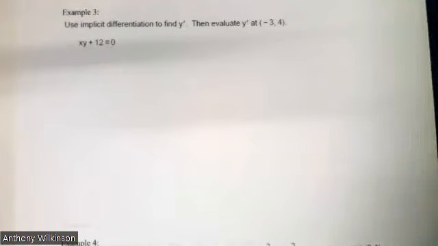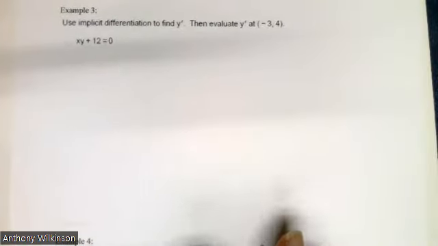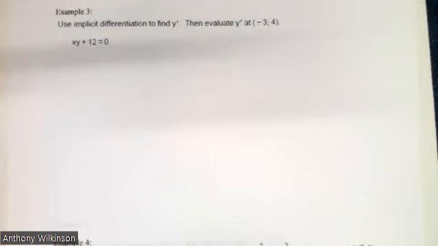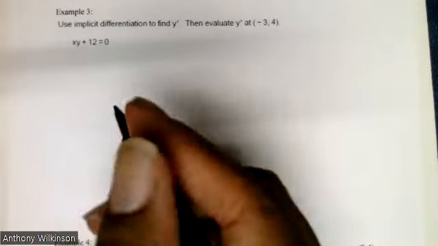All right, here's another example. Say here's something like this: xy plus 12 equal to 0. And we're going to use implicit differentiation to find y prime, and then evaluate y prime at the point (-3, 4). So in this case here, x times y, that tells me I need to use the product rule here, because I got a product of x and y, so I need to apply the product rule to take its derivative here.